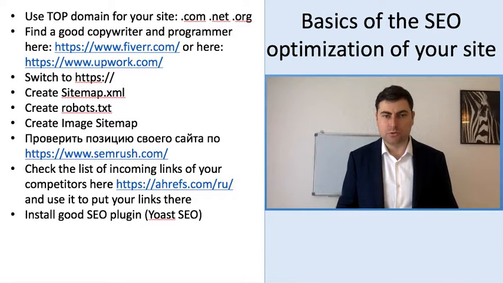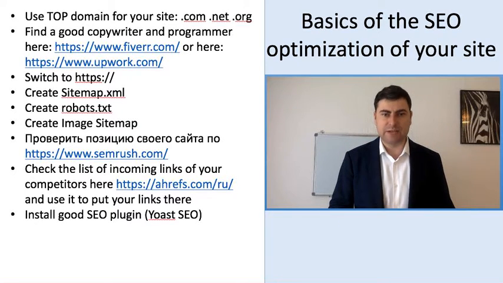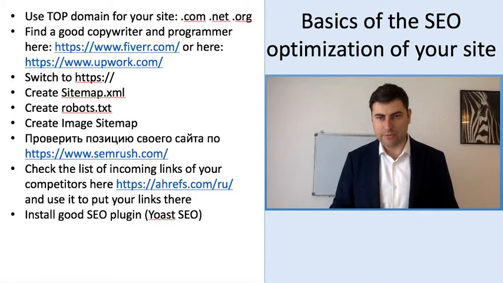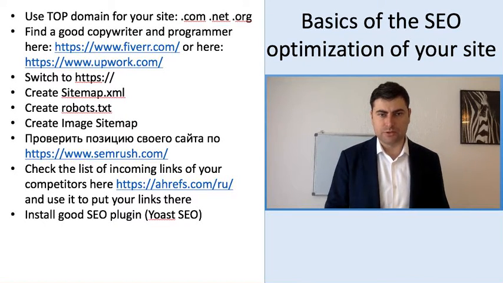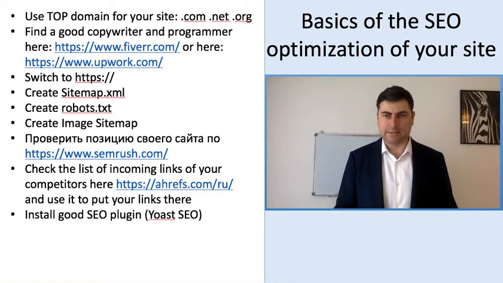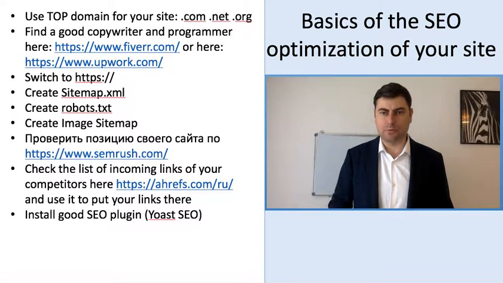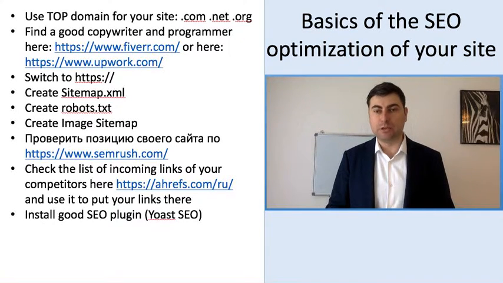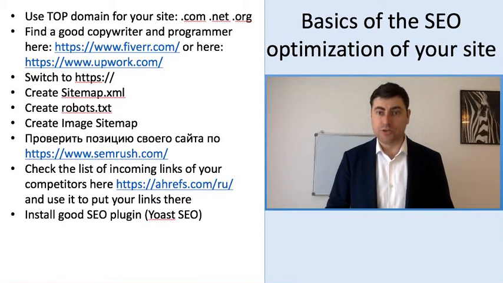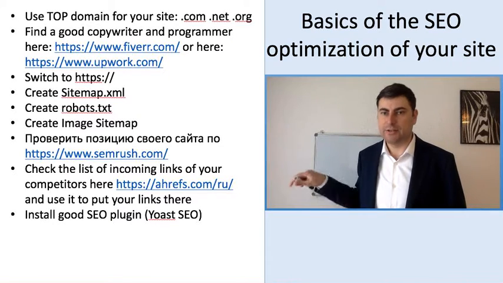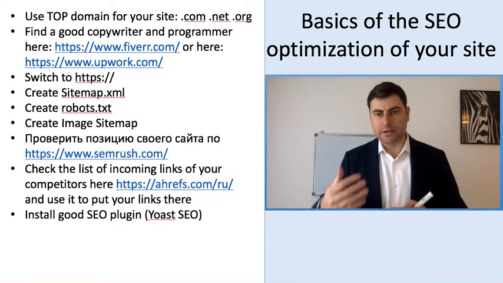And then you have to check the position of your website on each keyword. As for the keywords, we'll talk about them later. So you have to understand your current position in the search results in Google. So go to semrush.com and examine your website by some top keywords that you suppose are related to your niche, and write them down for all the next actions.